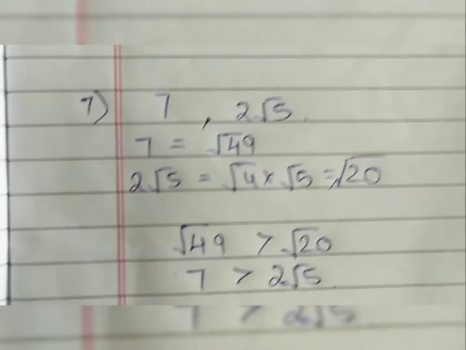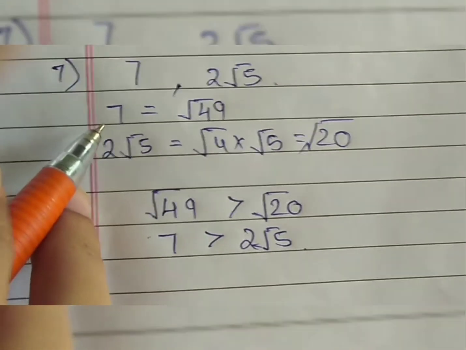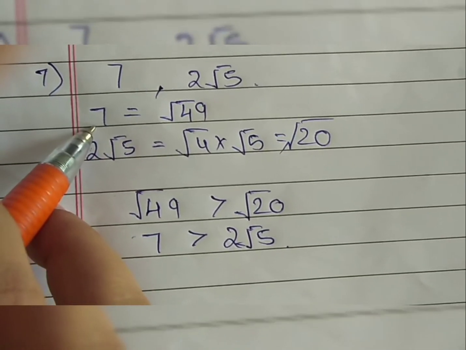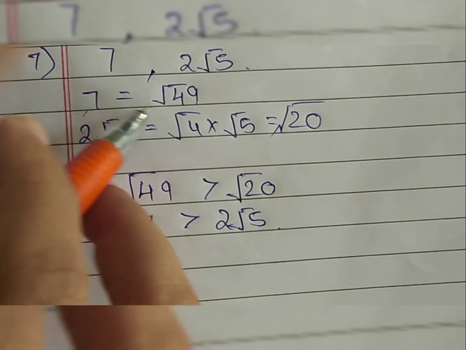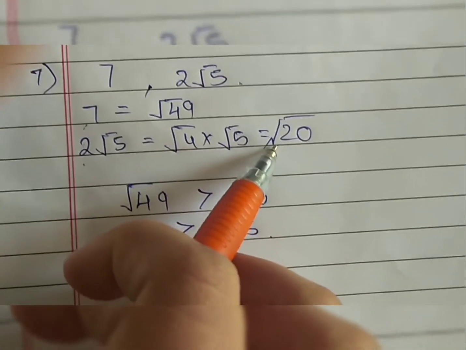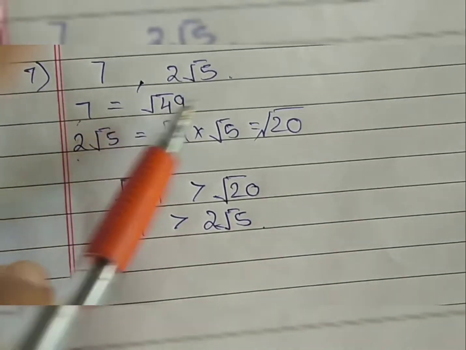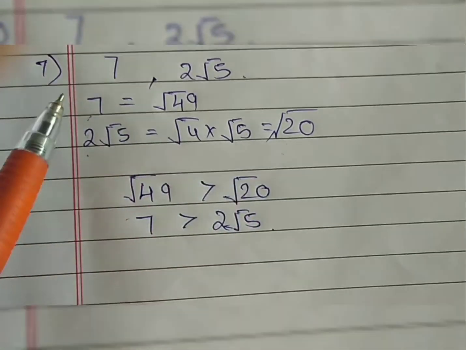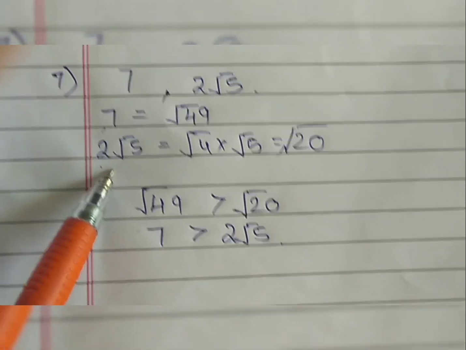In the last question, it was similar to question number 6. The square of 7 is 49. So the square root of 49 will give you 7. Again this will give you root 20. So root 49 is greater than root 20. So 7 is greater than 2 root 5.